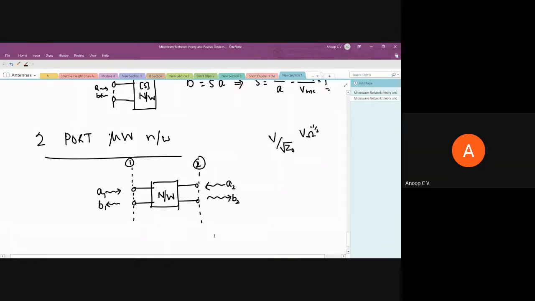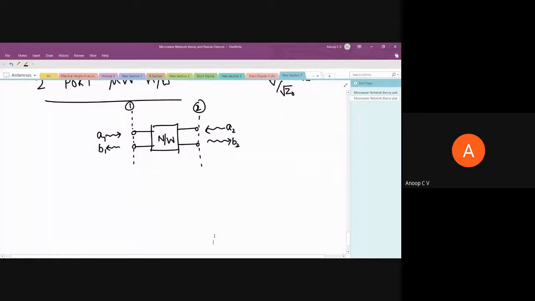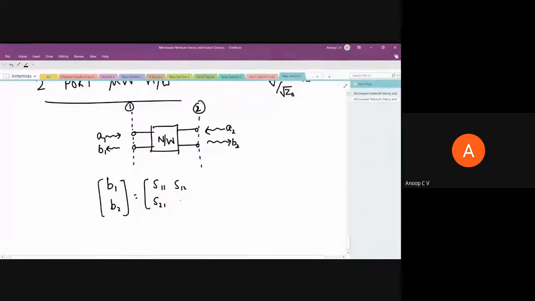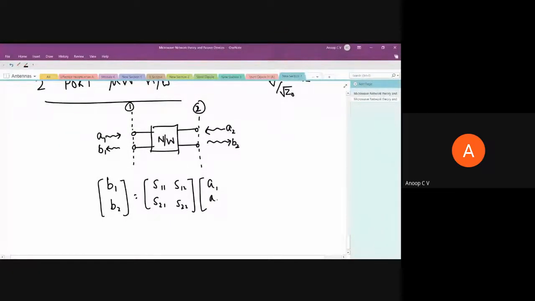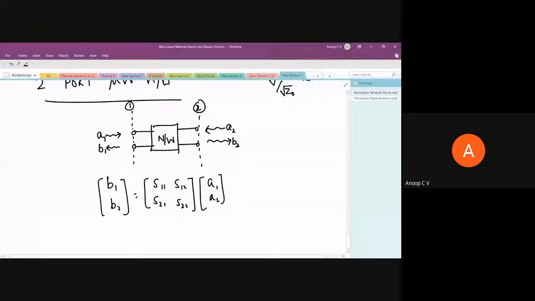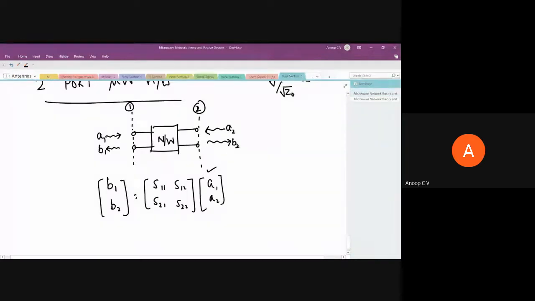Now, how I can describe this network using S parameters, that is what I'm going to tell you. I can write the vector B1, B2 equal to the matrix S11, S12, S21, S22 times A1, A2. So it's for a two-port network. This is the S parameter description. If I know these S parameters, then given the independent variables, I can find out the dependent variables. So we have to see how to find out these S parameters.